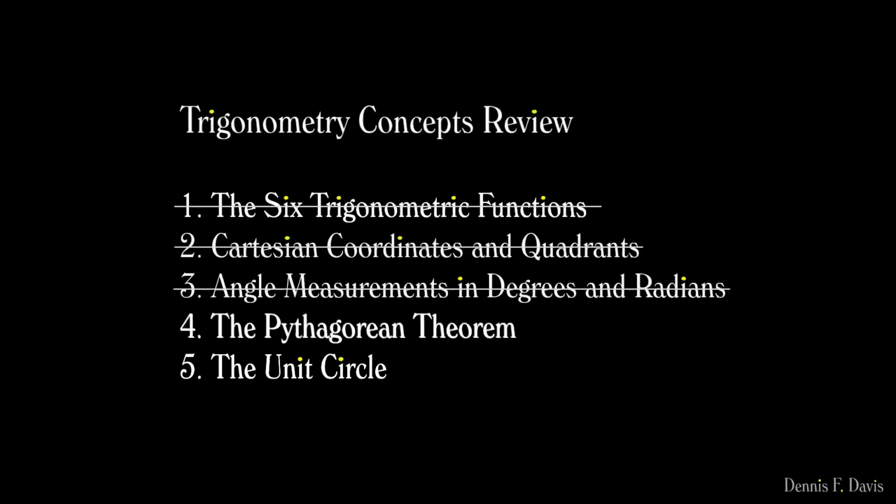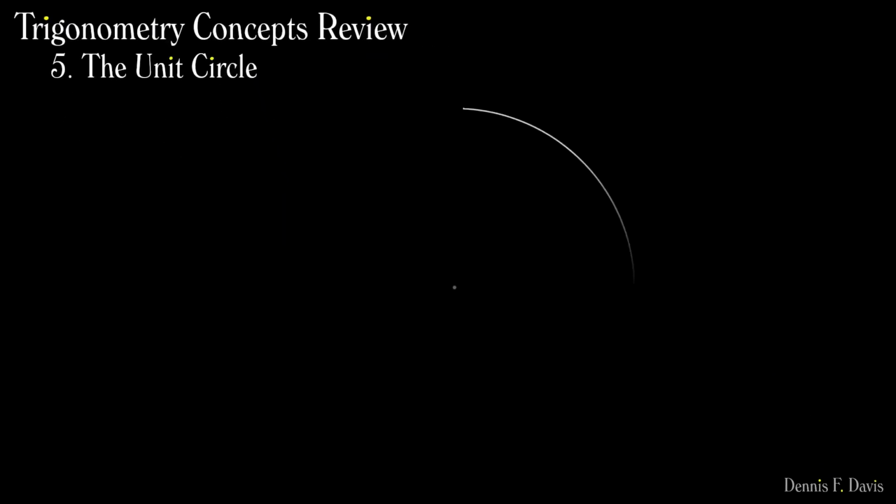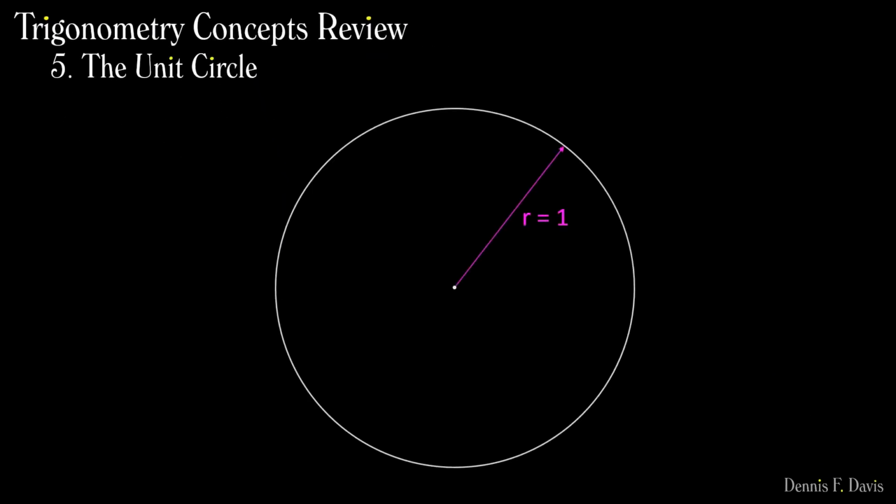Lastly, and perhaps most importantly, is the concept of the unit circle, which is a circle whose radius is 1. We don't specify the units because in trigonometry they'll cancel out since we're dealing with ratios between lengths. So the radius could be 1 inch, 1 mile, 1 millimeter, it doesn't matter. We just say 1 or 1 unit without being specific.